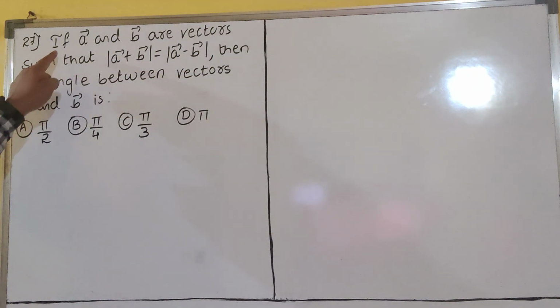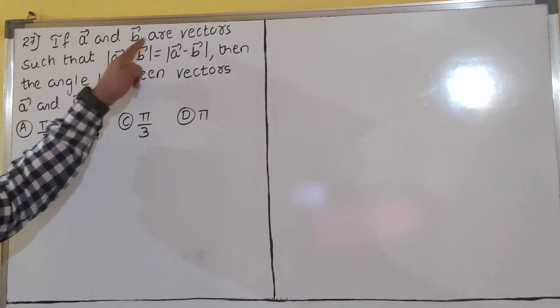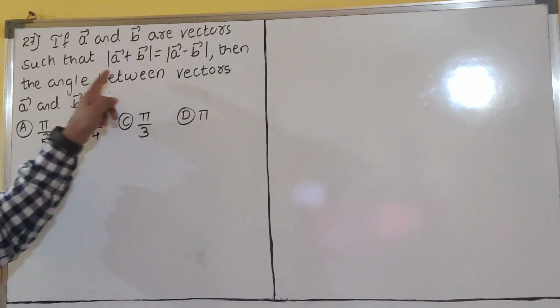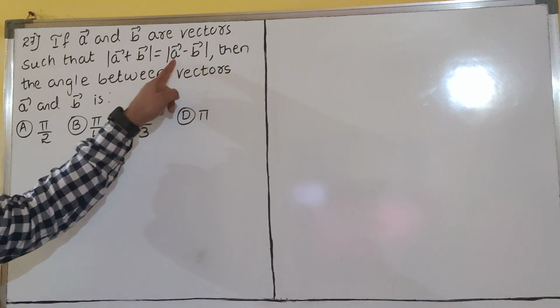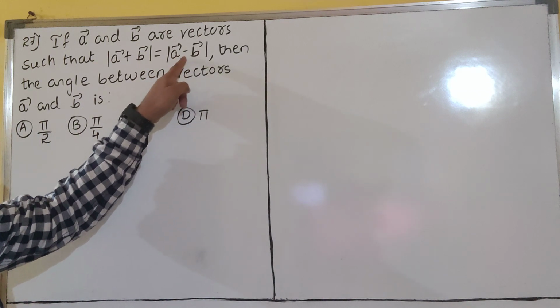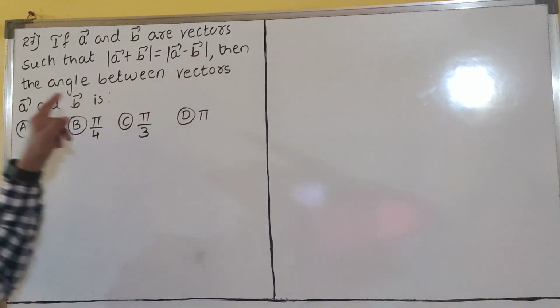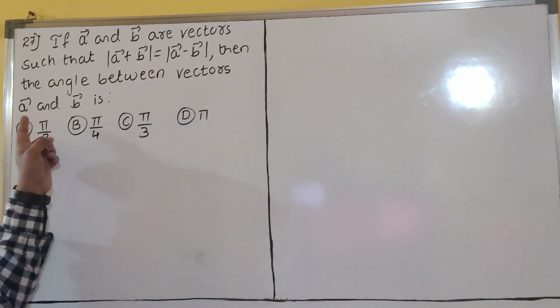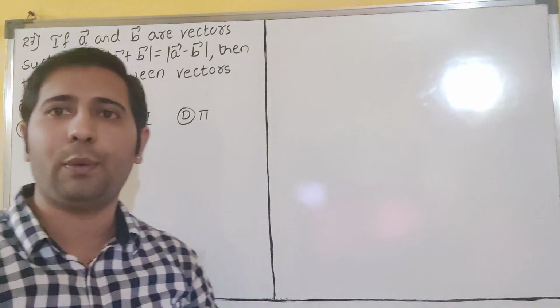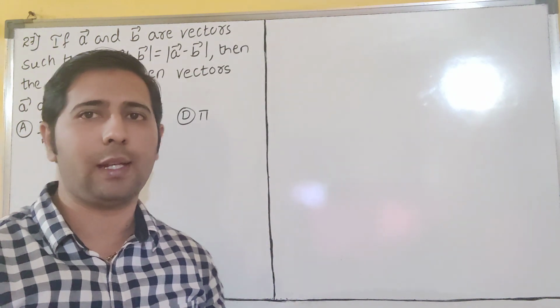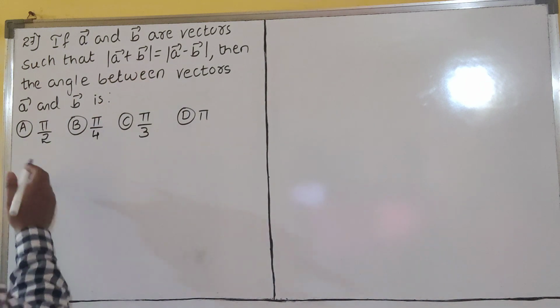Question number 27. If vector A and vector B are vectors such that magnitude of vector A plus vector B is equal to magnitude of vector A minus vector B, then the angle between the vectors A and B is, they are given 4 options. What is the angle between vector A and vector B? We have to find. Very simple question, dear students. So now see, easily you can solve.